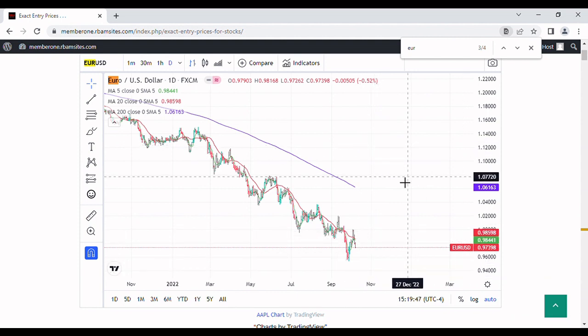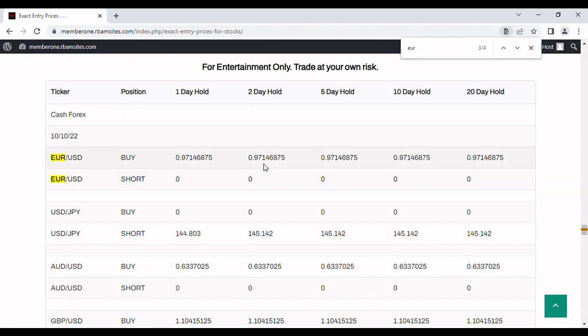So that's the best I can give you for technical analysis. Let's go down and take a look and see what the algorithmically generated price is for. We cover euros. This is from Monday the 10th. These are entry prices for 1, 2, 5, 10, and 20 days. These are trading day holding periods.